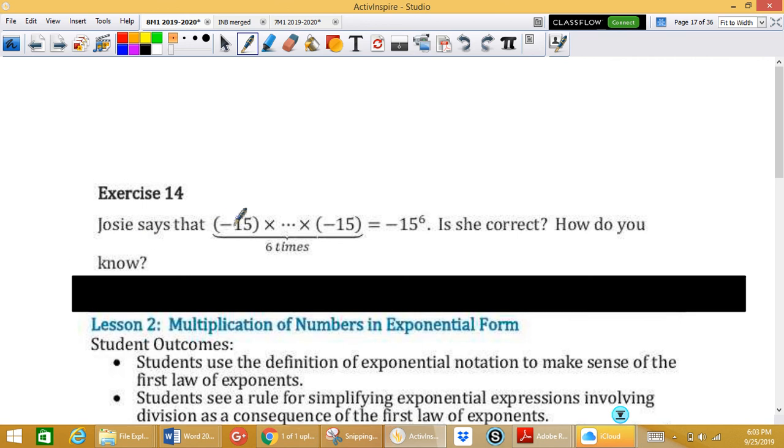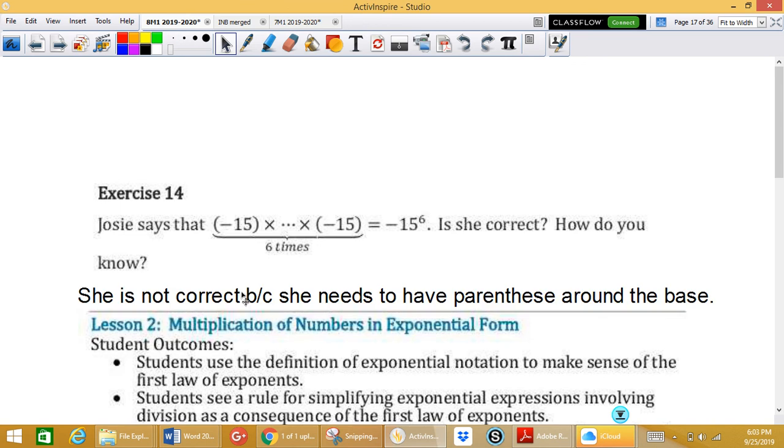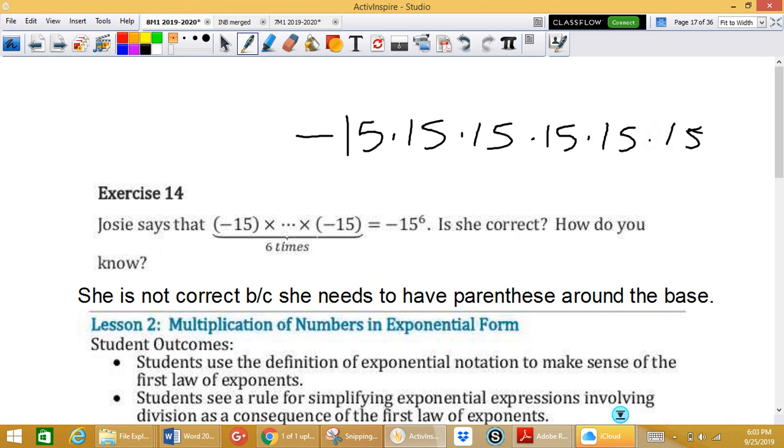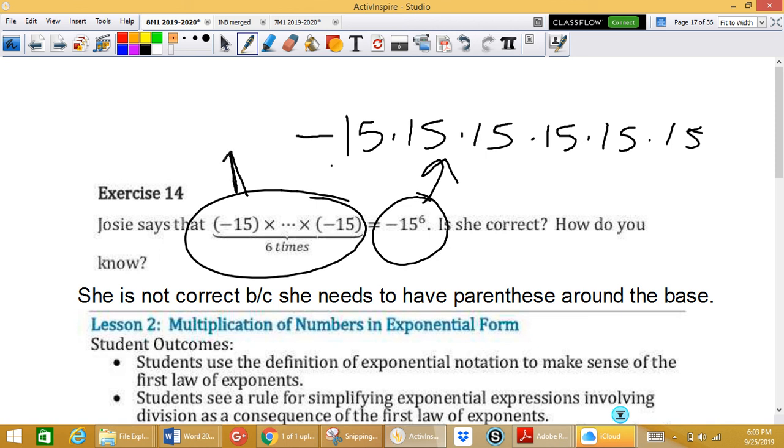Josie says that negative 15 times itself 6 times is negative 15 to the 6th. Is she correct, and how do you know? No, she's not, because that is saying that you have negative 15 times 15 times 15 times 15 times 15 times 15, which is not the same as this. This is negative 15 in parentheses to the 6th. That means I'm going to have negative 15 written 6 times.